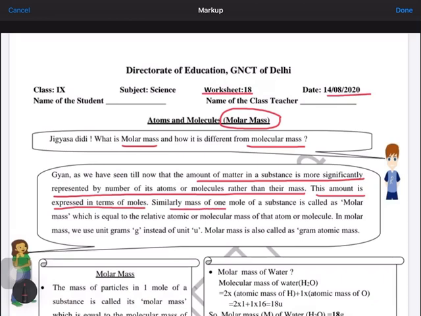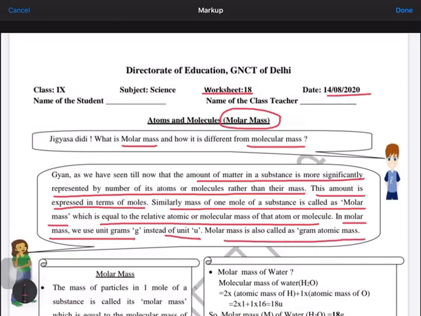Similarly, the mass of 1 mole of a substance is called molar mass, that is 6.022 into 10 raised to the power 23 number of atoms we say. So that 1 mole of substance having a mass will be called its molar mass, which is equal to the relative atomic or molecular mass of that atom or molecule. In molar mass we use the unit grams instead of U. So molar mass is called gram atomic mass also.